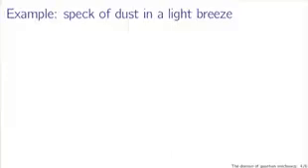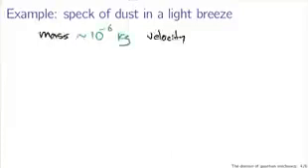As an example of another small object that might have quantum mechanics relevant to it, this is one that we would actually have to do a calculation. I don't know intuitively whether a speck of dust in a light breeze is in the realm of quantum mechanics or classical physics. Now, I went online and looked up some numbers. For a speck of dust, let's say the mass is about 10 to the minus 6th kilograms, a microgram. It has a velocity in this light breeze of, let's say, 1 meter per second.